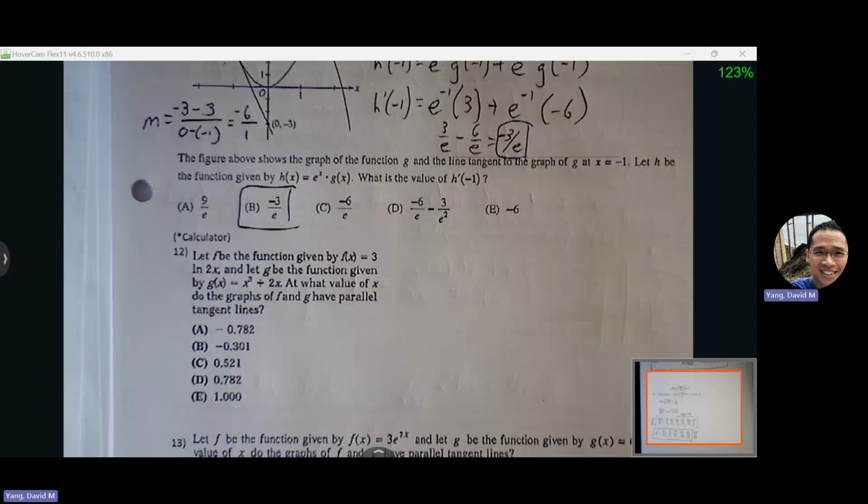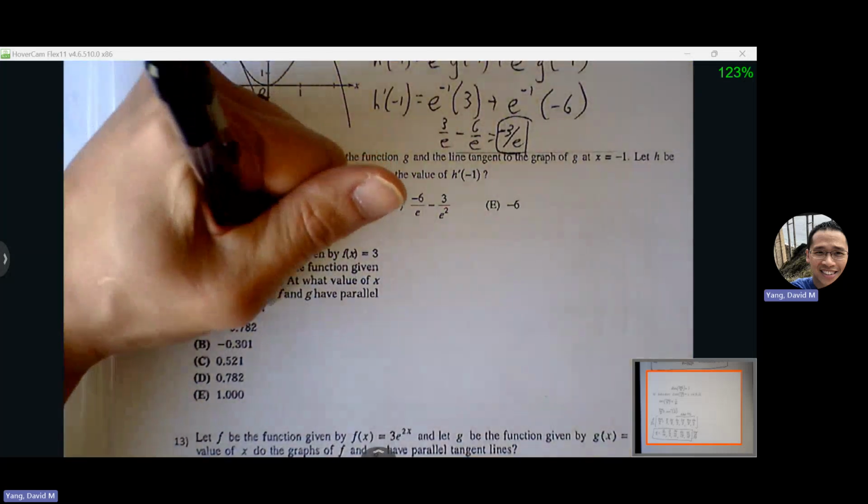Okay, number 12 is a calculator question here. Let f be the function given by f of x equals 3 natural log of 2x, and let g be given by g of x is x cubed plus 2x. At what values do f and g have parallel tangent lines?